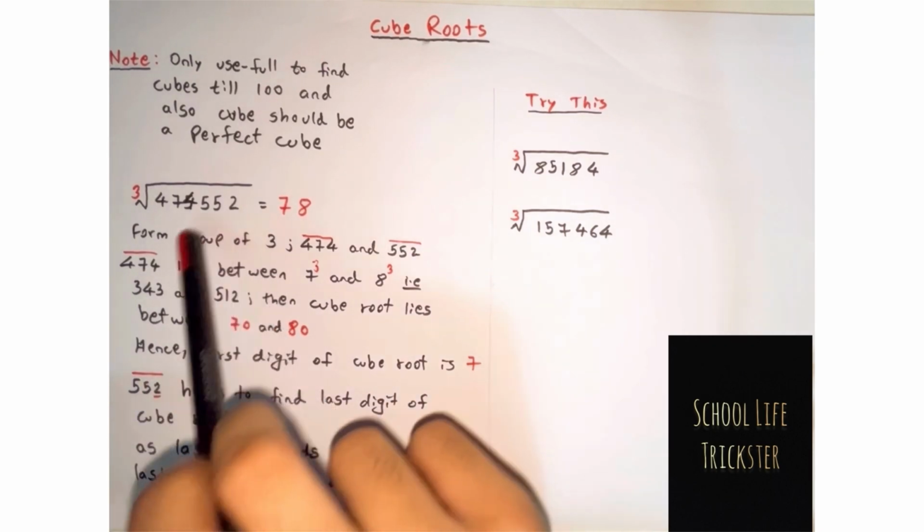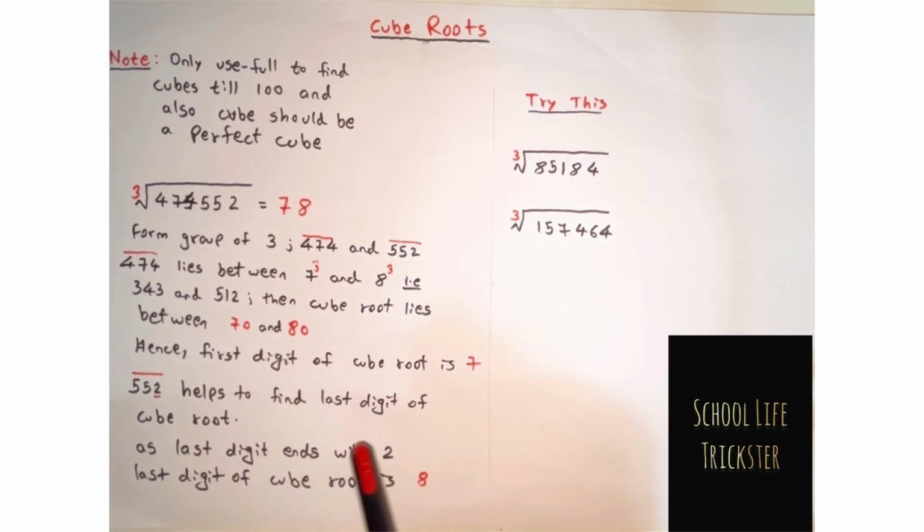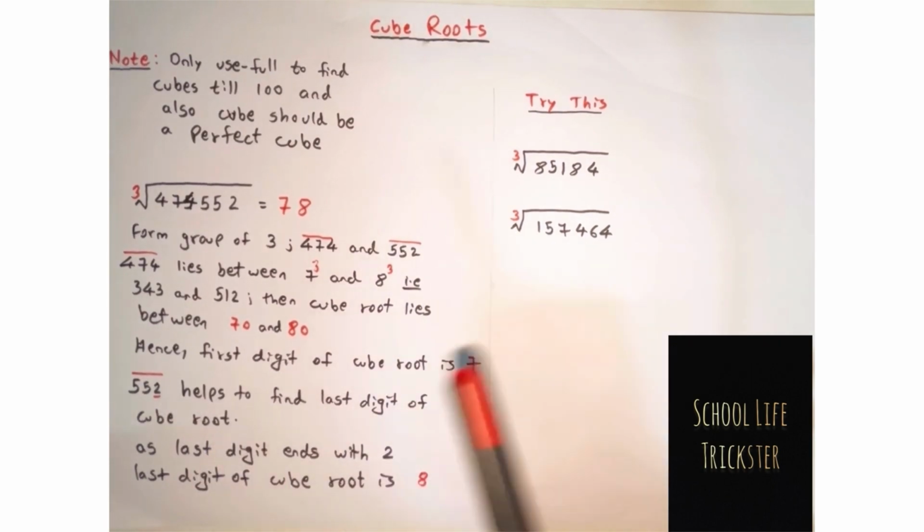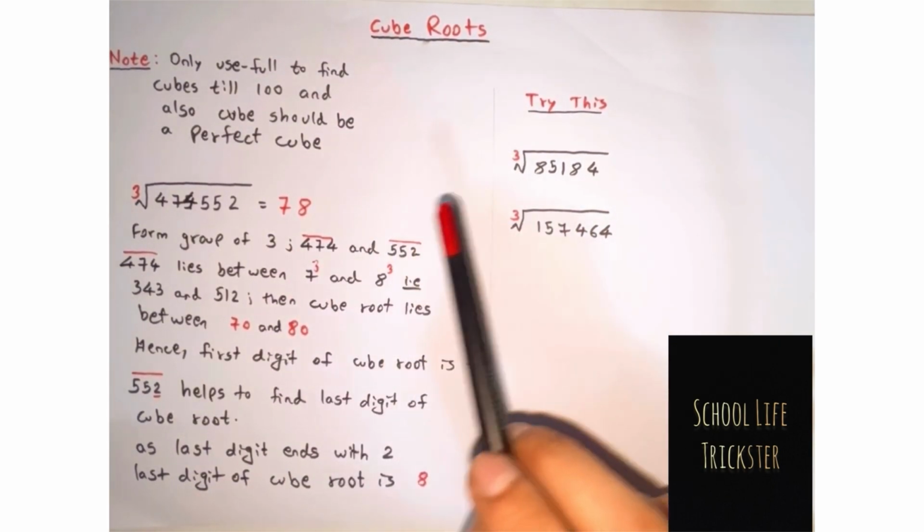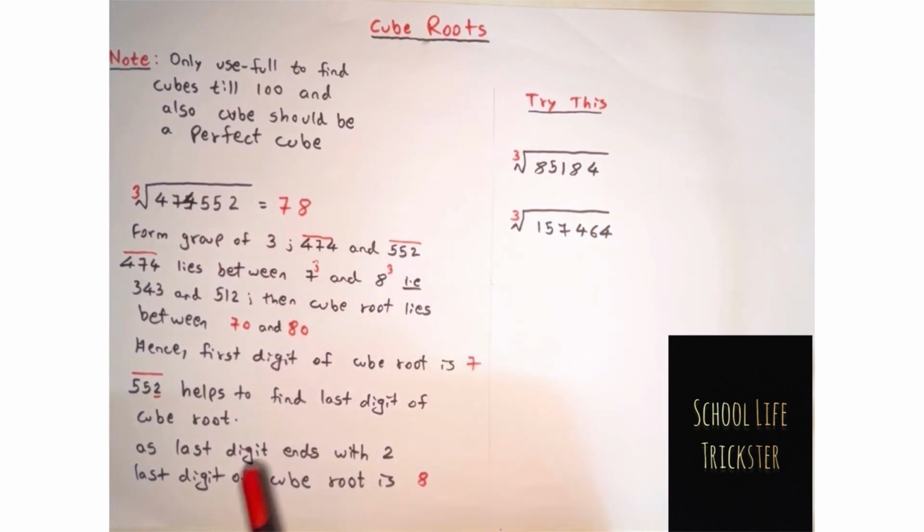Now the second group, 552, helps to find the last digit of the cube root. As the number ends with 2, the last digit of the cube root is 8, as we have seen in the previous video. So the answer is 78. Now try this.